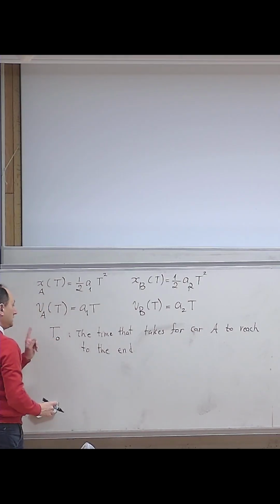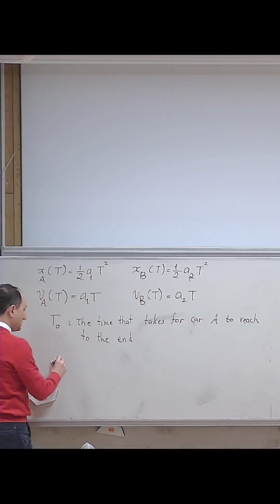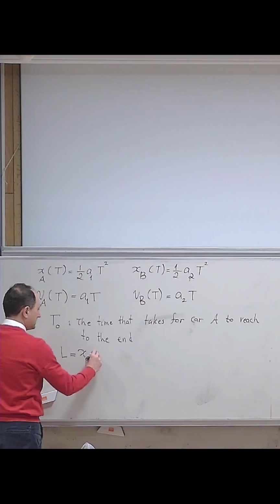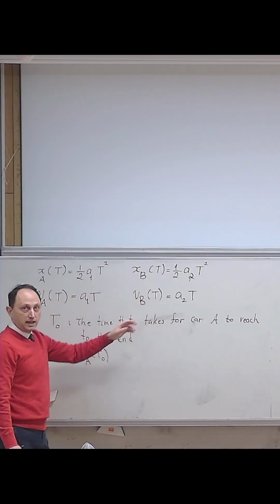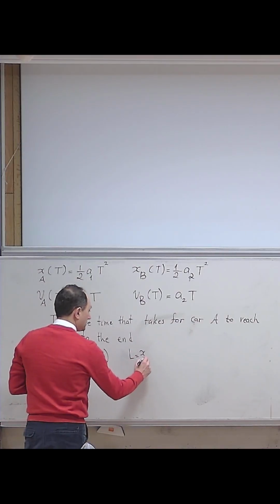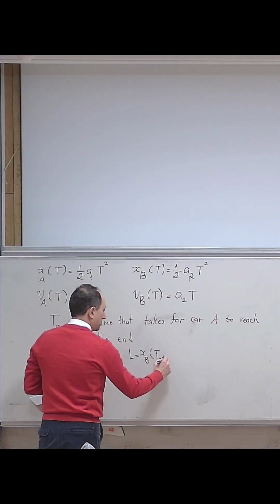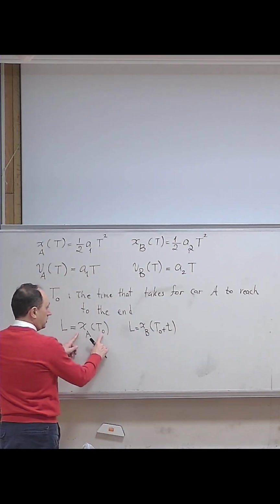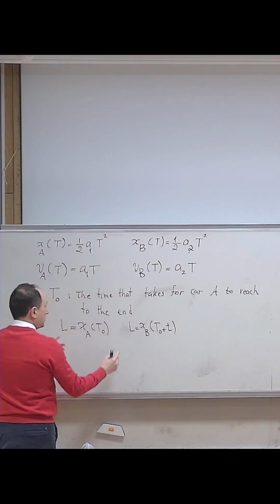And now it means that if the length of the course, let us say, is L, then L is equal to x sub A at t naught. But car B reaches the end t seconds later. So this means that L is equal to x sub B t seconds later than this. So it is t naught plus t. Okay, so this means that x sub a at t naught should be equal to x sub b at t naught plus t. So, because they are equal.